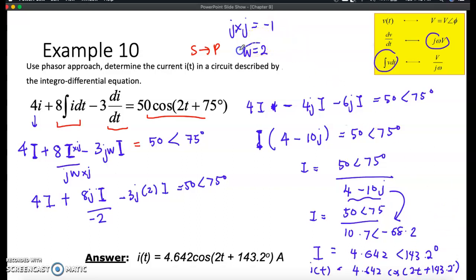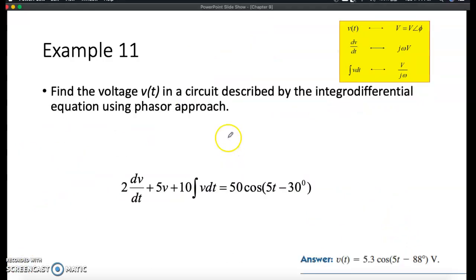Just now, how you get ω is the angular frequency by looking at this equation. This is ωt, right? So your angular frequency here is equal to 2. That's why you substitute here is equal to 2. Okay, so this is how you solve the integral and differential equation. I leave this one to you.